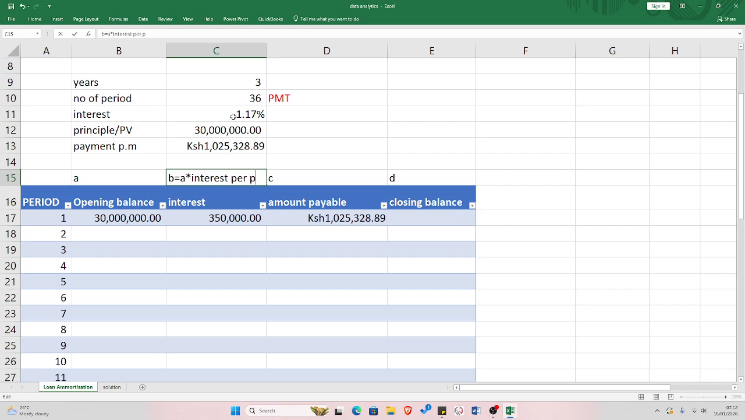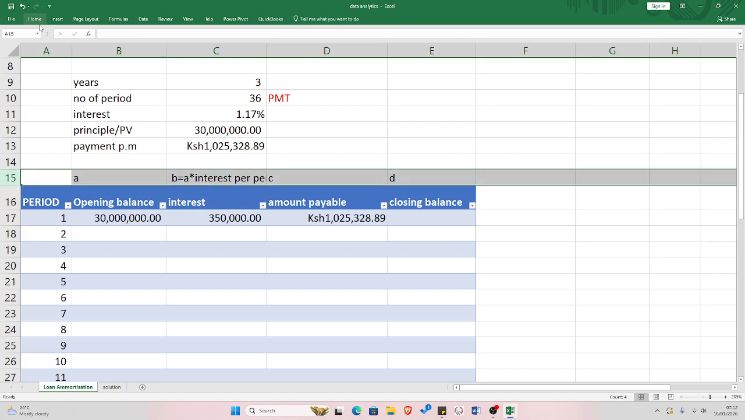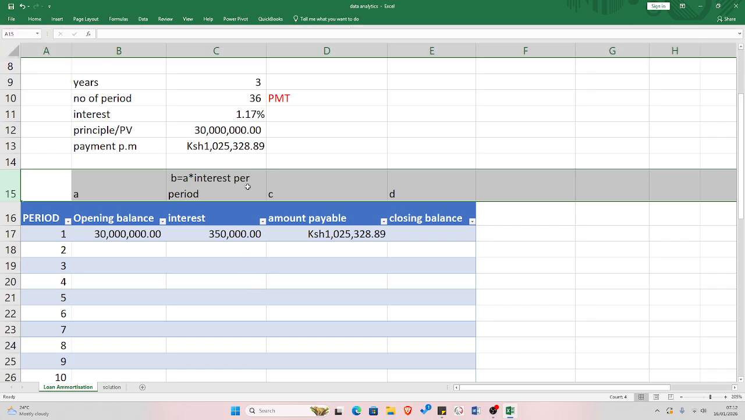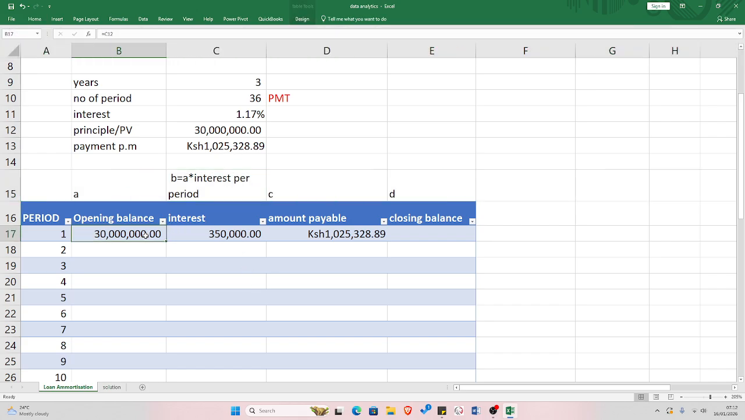Interest per period. That is my B here. Okay, let me wrap it up so that you can see it. That is my B. I'm using the interest per month here, multiplied by the opening balance, my A times interest per month.